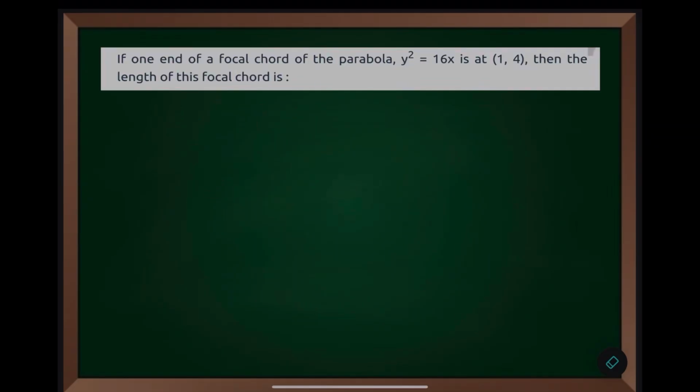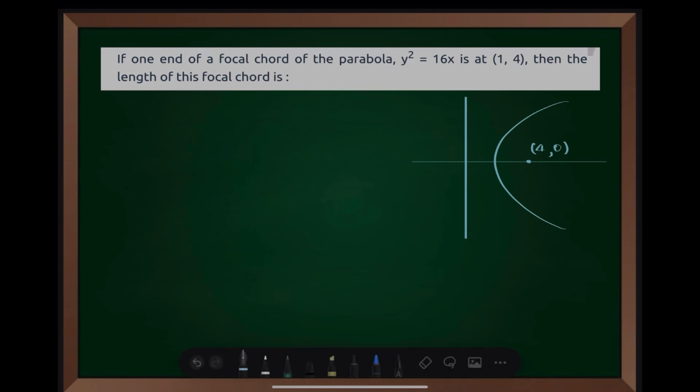So we got this question based on the current topic. Okay, now look at this. If one end of the focal chord of the parabola is this, you know it is a right side opening parabola, to which we have a memorized result. So this coordinate is what? 4 comma 0, the focus. Okay, so one end of the chord is 1 comma 4.